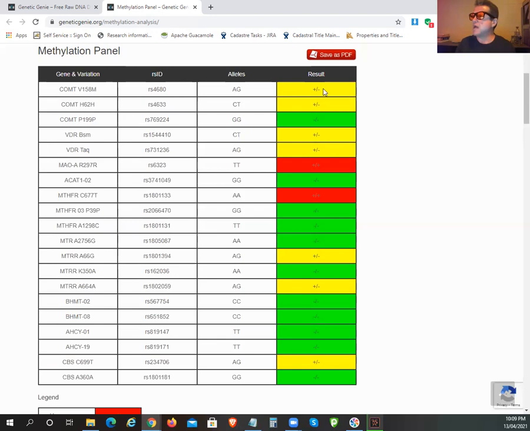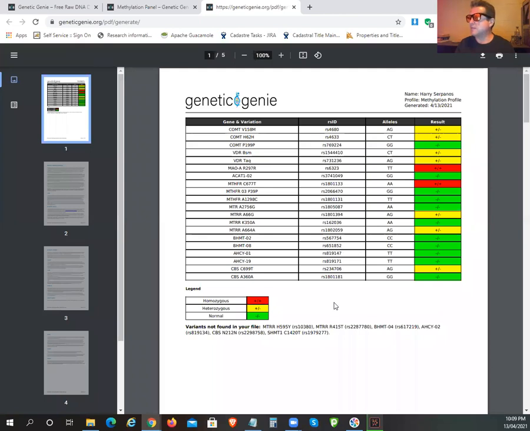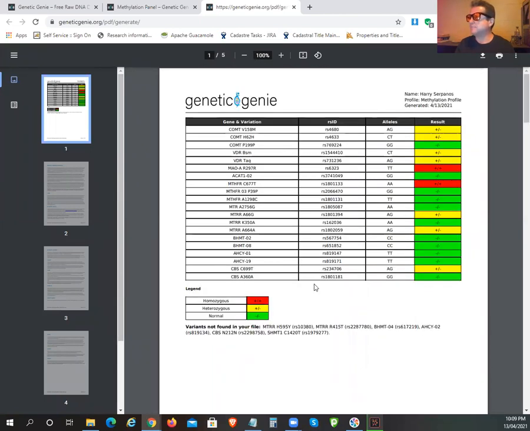You can also save it as a PDF, and it will generate a PDF file, and then you can save that off and store it somewhere. So you've got it in that regard. It gives you the date that it was generated and the methylation profile of that person.